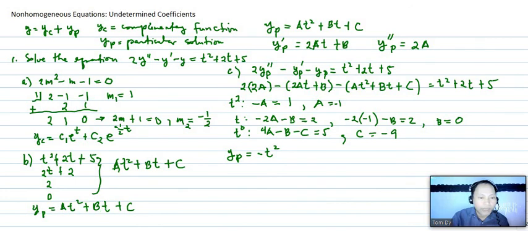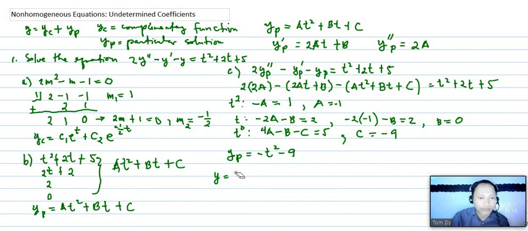And then b times t, b is equivalent to 0. Therefore, we will no longer include bt. And then plus c. The value of c here is negative 9. So, negative 9. Therefore, our final solution y is equivalent to y sub c. Okay, y sub c.